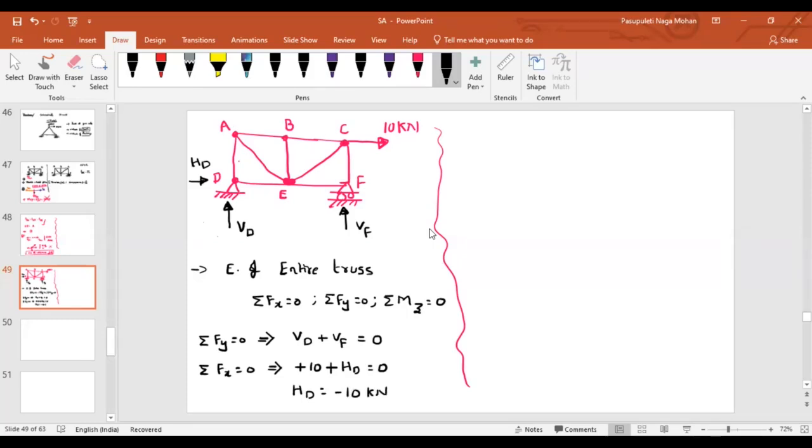What does this minus represent? No, this is not a force in the member. If it is a force in the member, then only you will say it as either tensile or compression. Is HD a force in the member? No, sir. It is a support reaction. If you are talking about a support reaction, you will just say in which direction it is acting. Initially, what is the direction we are assuming?